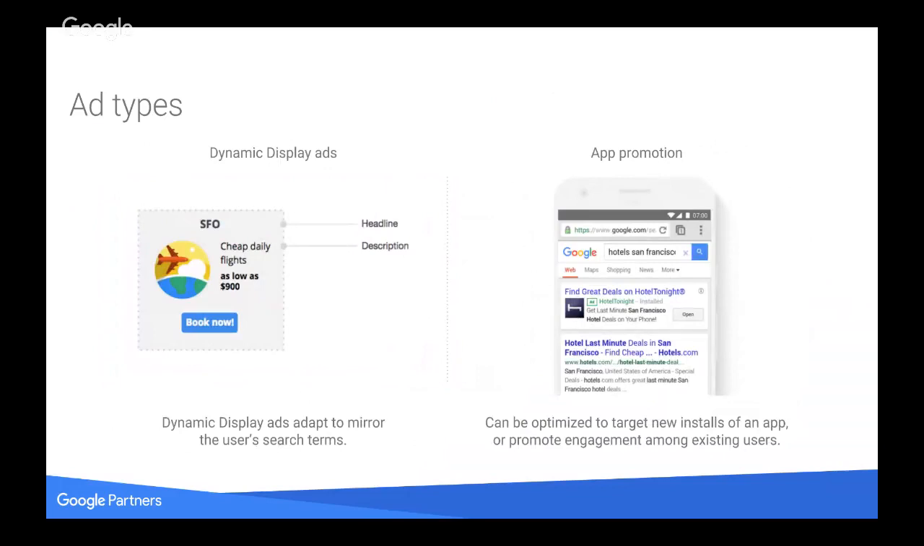Now, dynamic display ads essentially adapt to mirror the user's search term. So the way dynamic ads work is based on what is usually called dynamic remarketing, where you create a feed of all the products or services along with attributes such as unique IDs, images, and price. Your ads are shown to people who visited your website with details about the items that they viewed while they were browsing your site.